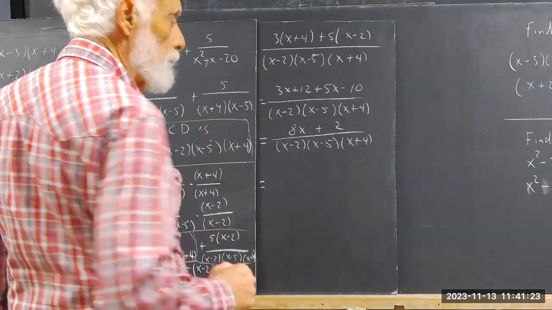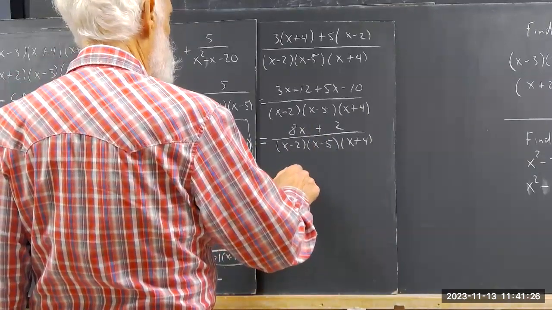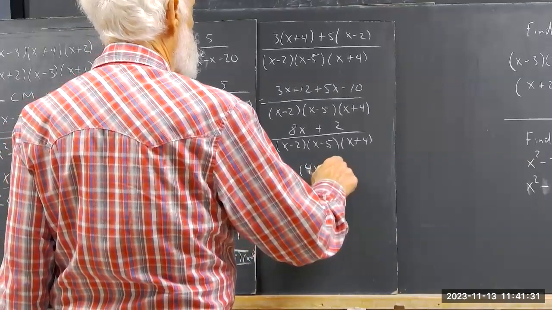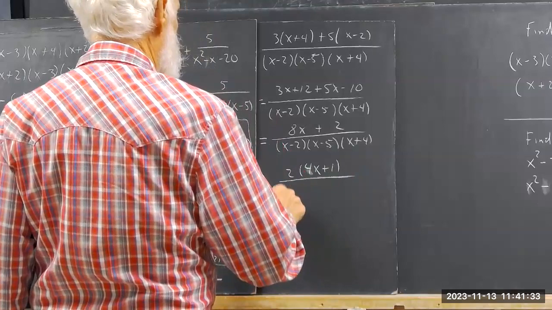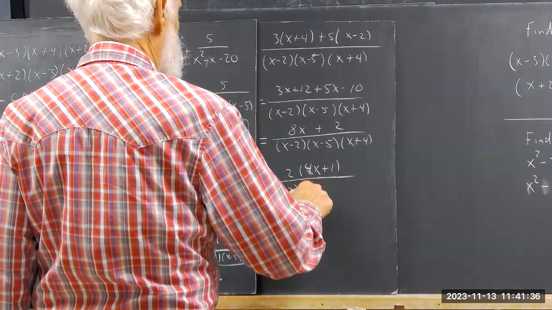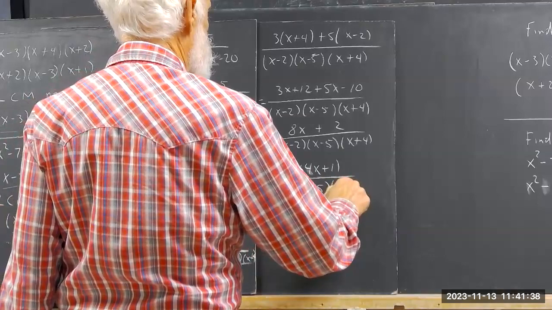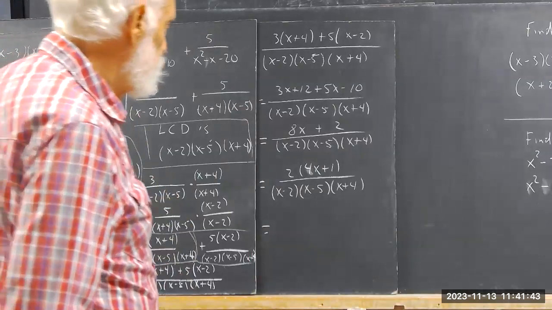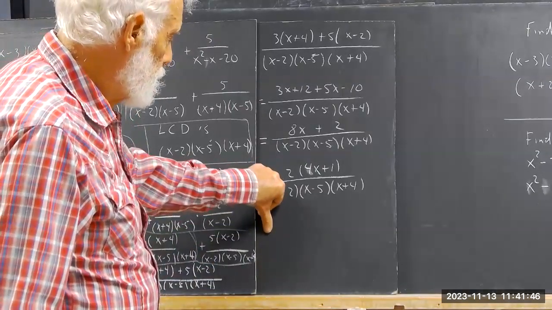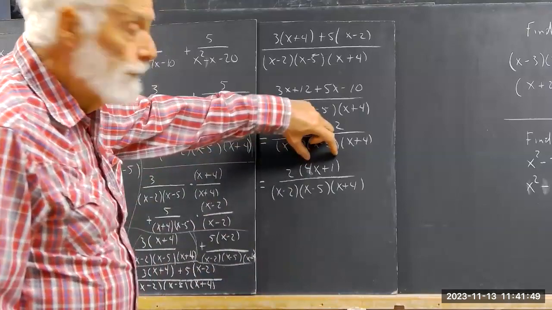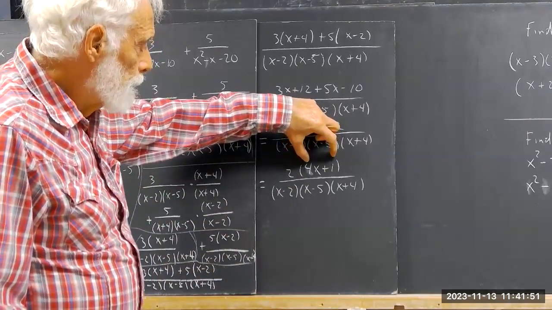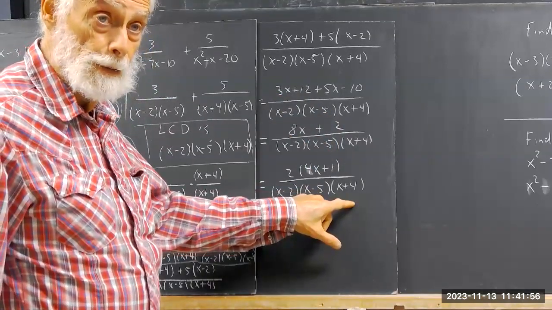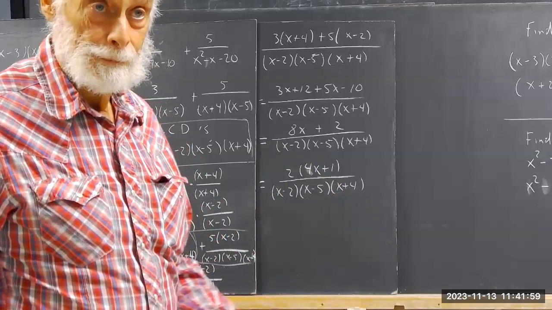Okay, the numerator isn't quite factored. The numerator would be 2 times the quantity 4x plus 1, and that would be over x minus 2 times x minus 5 times x plus 4. And at this stage, we see that this factor of the numerator, 4x plus 1, doesn't appear in the factored form of the denominator, so this can't be reduced.